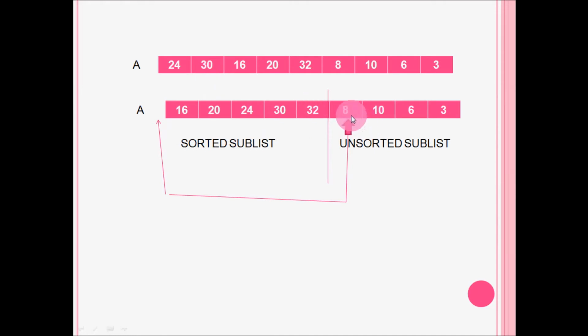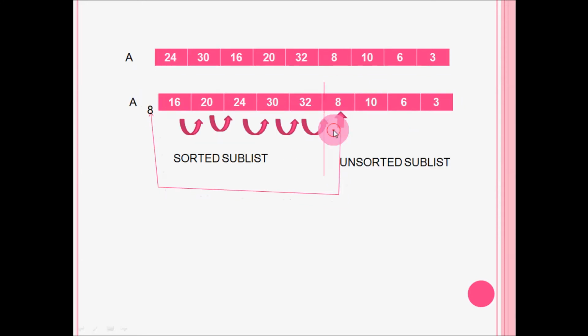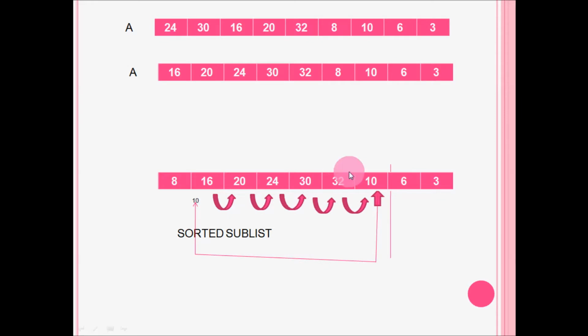So for 8, what is the place of 8? The appropriate place is here. And for taking 8 here by insertion sort, how many shifts do we have to do? 1, 2, 3, 4, 5 shifts. After 5 shifts we are able to take the 8 here using insertion sort. So 8 is here and all items get shifted up to this point.